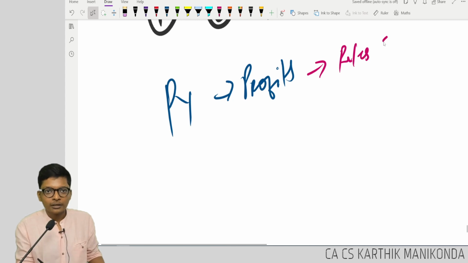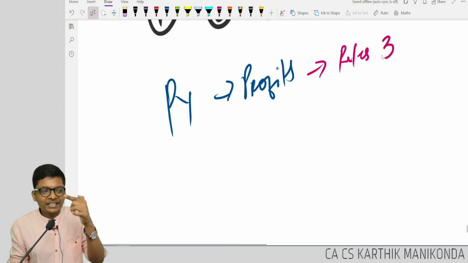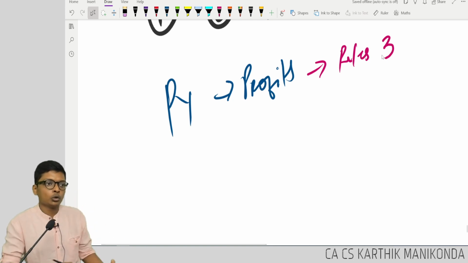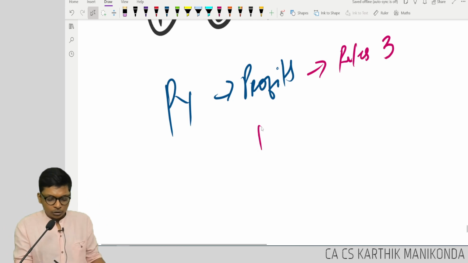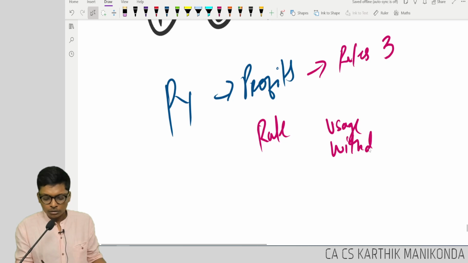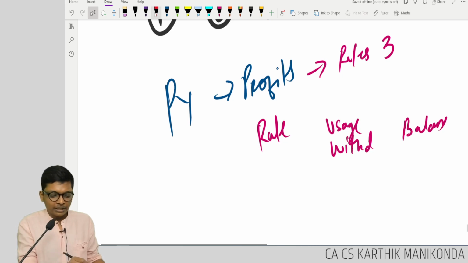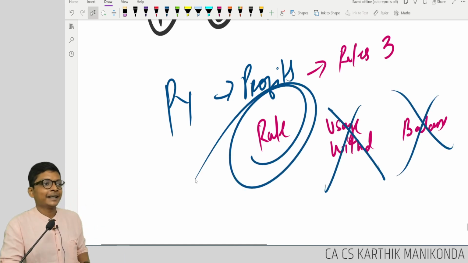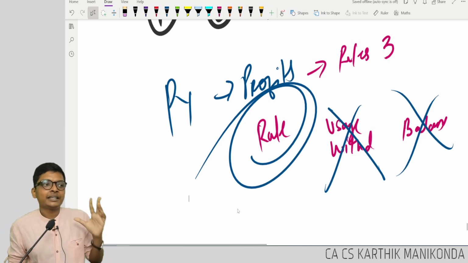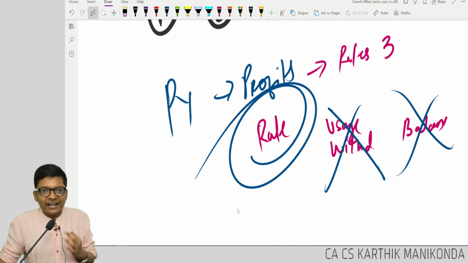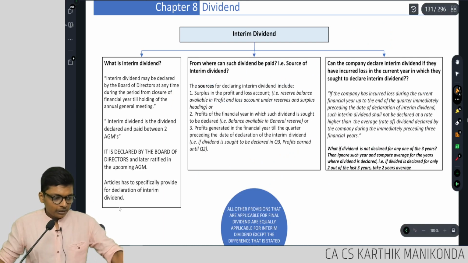Which rule? Rule 3. Rule 3 of declaration of dividend rules. But we have only one rule. There it's rule 3. Here it's not rule 3. We have only one rule. There we have 3 rules: rate rule, usage or withdrawal rule, balance rule. Here we have only one rule. These two are not there. Only rate rule. So nothing new, guys. Only rate rule: average of last 3 years. So the dividend I want to declare should not exceed the average rate of the last 3 years. Are you following, guys?